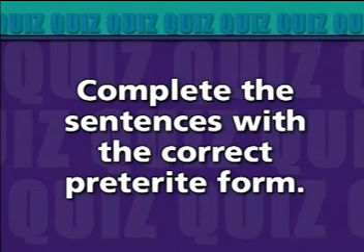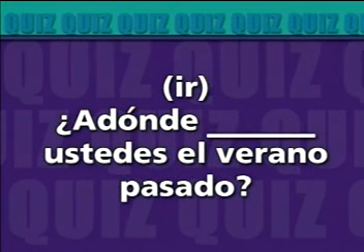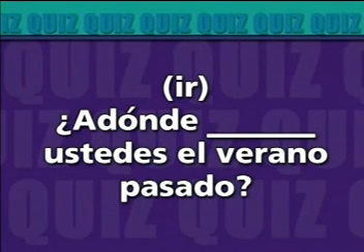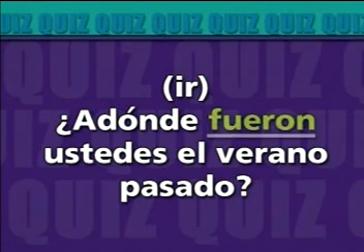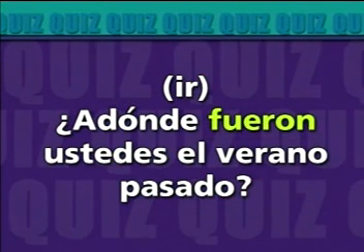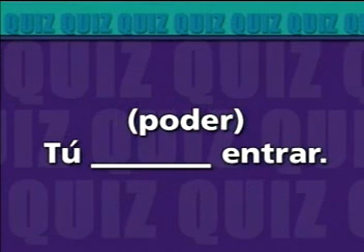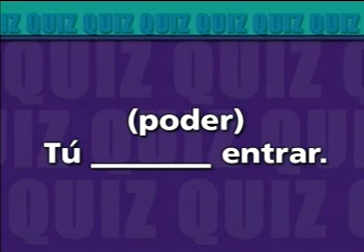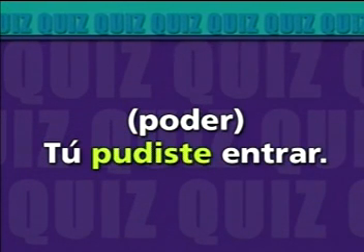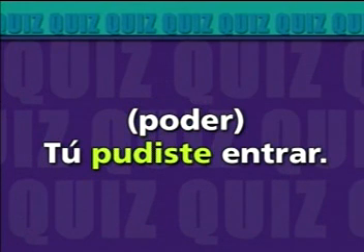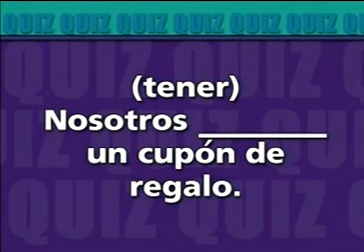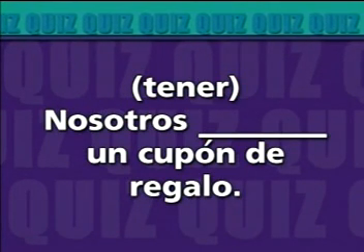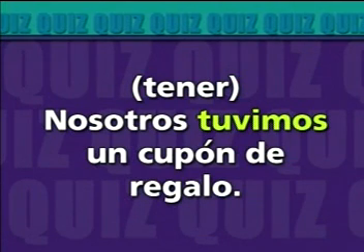Complete the sentences with the correct preterite form. Ir. ¿A dónde ustedes el verano pasado? ¿A dónde fueron ustedes el verano pasado? Poder. Tú. Entrar. Tú pudiste entrar. Tener. Nosotros. Un cupón de regalo. Nosotros tuvimos un cupón de regalo.